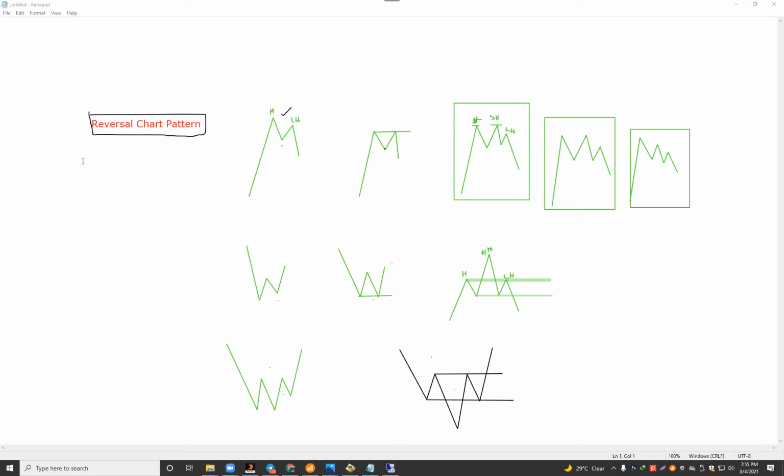There are some continuation chart patterns, and there are some bilateral chart patterns. All these are important to know. Before, who is using chart patterns in Forex or binary trading? Anyone who is using? Yes, sir, you tried the M and W pattern. Only the M and W pattern you are using, right?